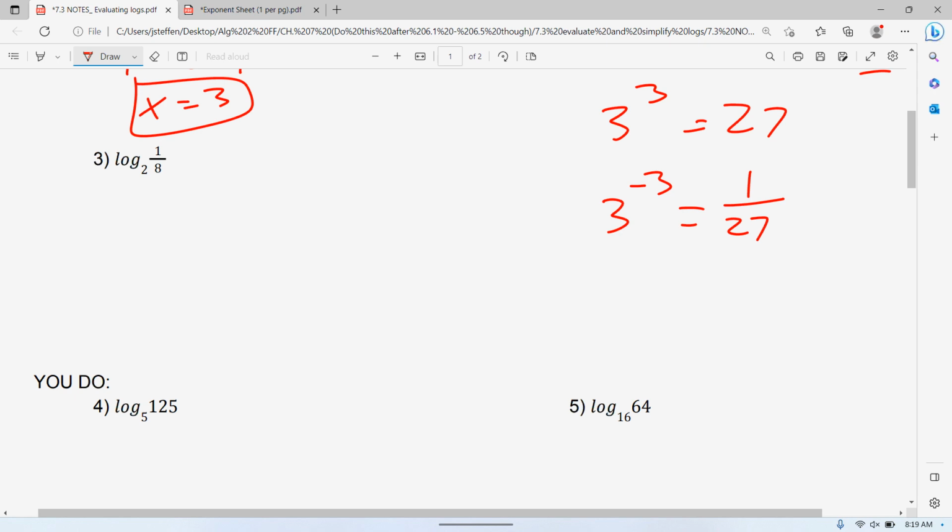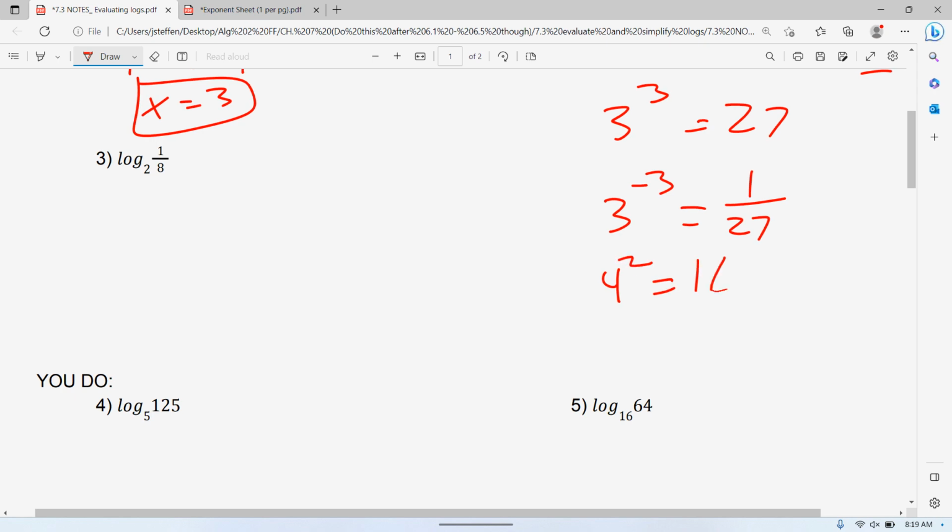I think you can also think about it as taking the reciprocal. You definitely can in this lesson. I was just trying to think about it mathematically. So same thing if we have 4 squared is 16. That means 4 to the negative second is 1 over 16.